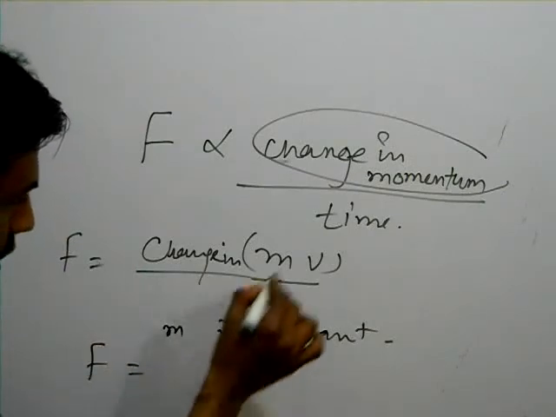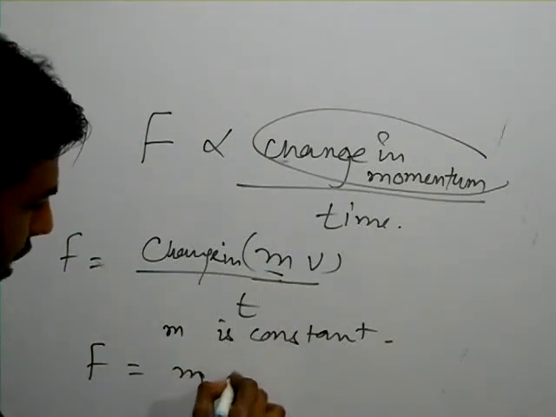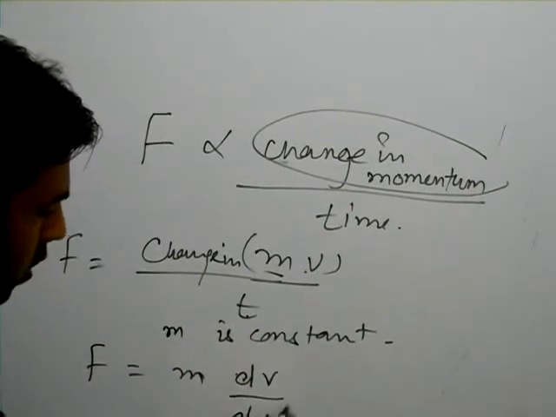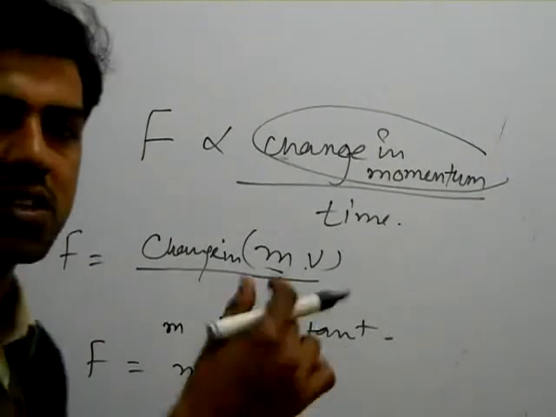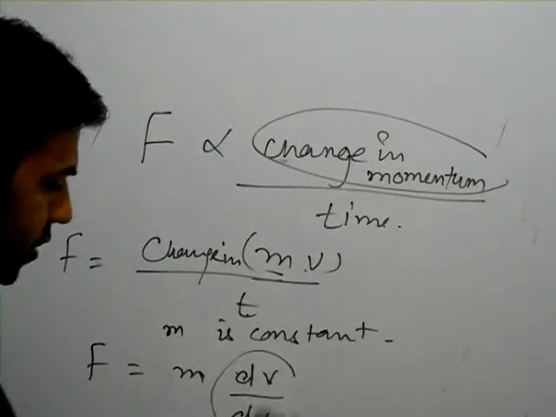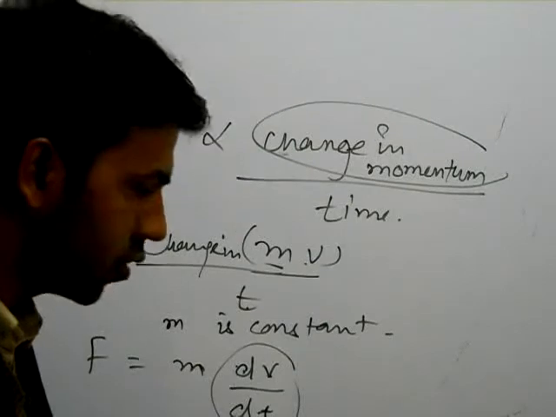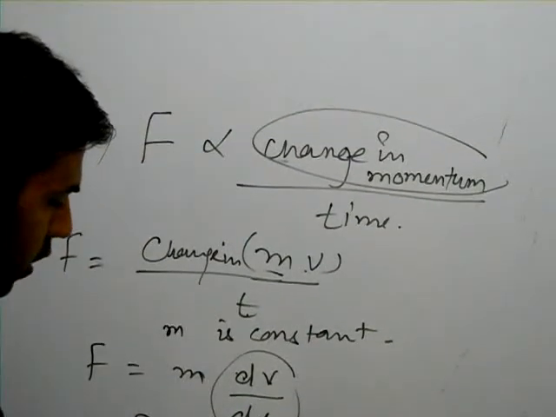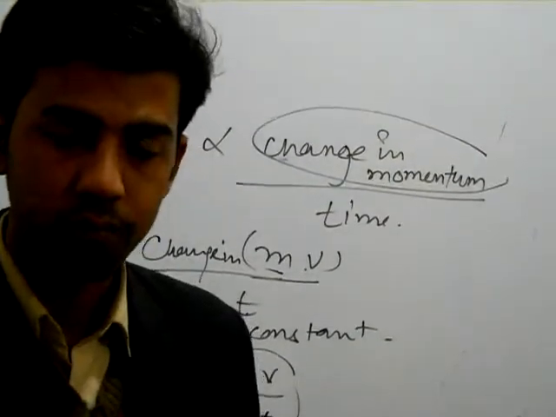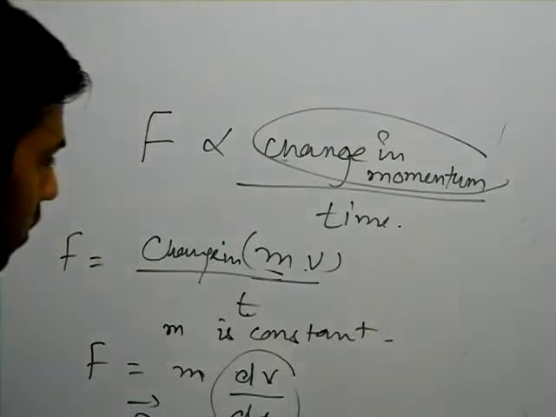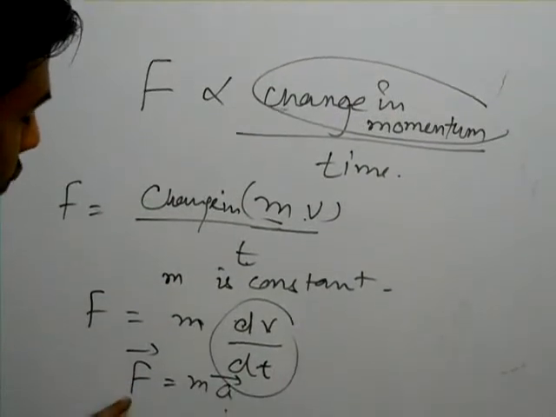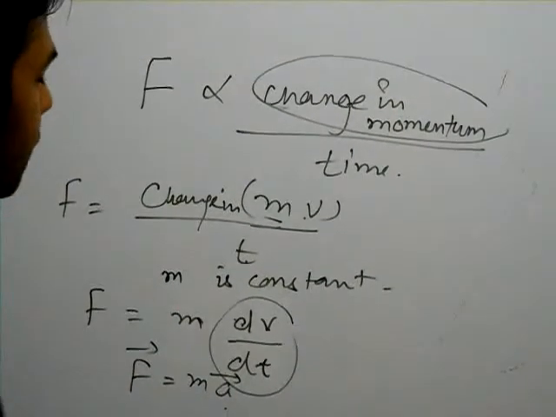So what we will get, mass is constant, so m into change in v upon time. We will write it like this: m dv by dt. dv represents a small change in v, dt represents a small change in time. This is the change in velocity per unit time, which can be represented by acceleration. So that was the second law. So force depends on change in momentum per unit time, and finally from this also we get the second law, F is equal to ma.